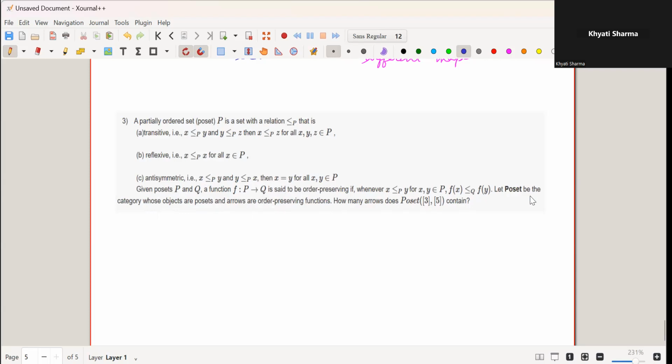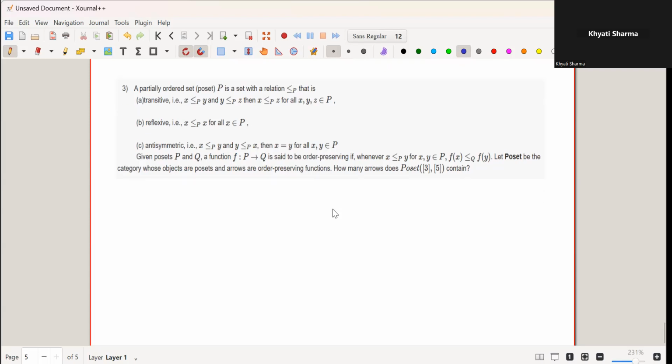Okay. So let Poset be the category whose objects are posets. This bold Poset is the category, and arrows are order preserving functions. So all objects are posets, and for two posets, what are the arrows? You map the elements from one poset to another by order preserving functions, and those order preserving functions are the arrows for those posets. Okay, so then the question is, how many arrows does Poset(3, 5) contain?